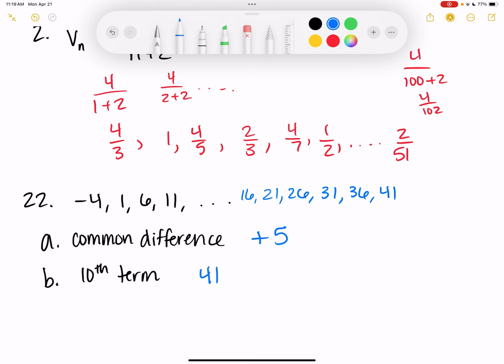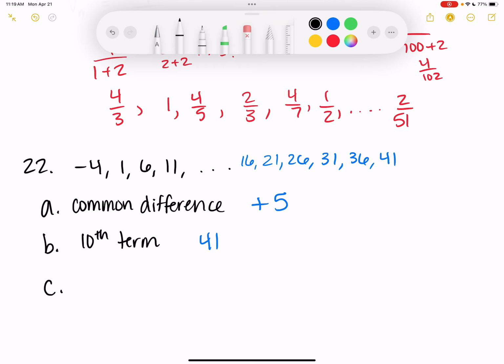Which it's fine to do it out by hand. Not hard to add 5, right? But having a rule to be able to do it is much easier. And so what we can do is, this one is the recursive rule for the nth term. Which is just, we say basically, okay, what is the first term that we're dealing with? So a sub 1 is going to be -4.